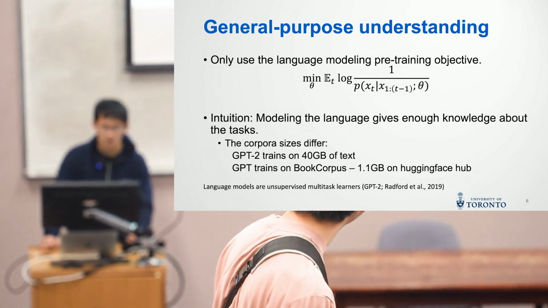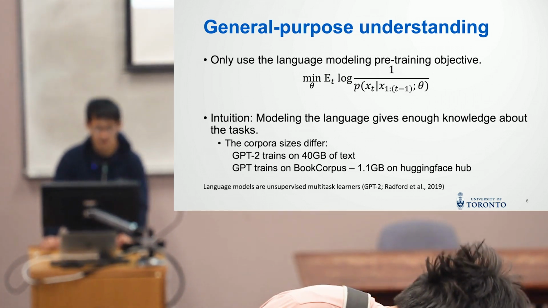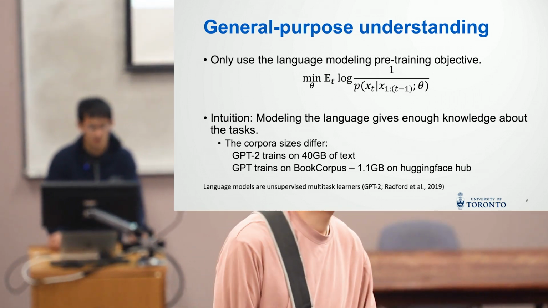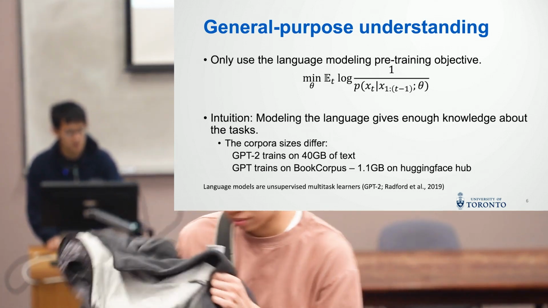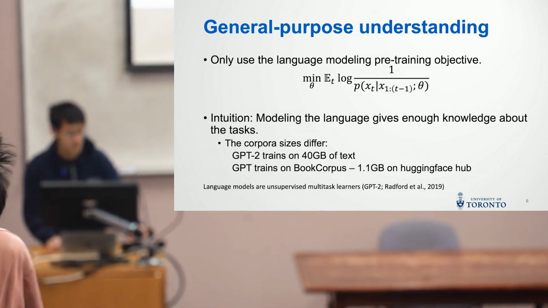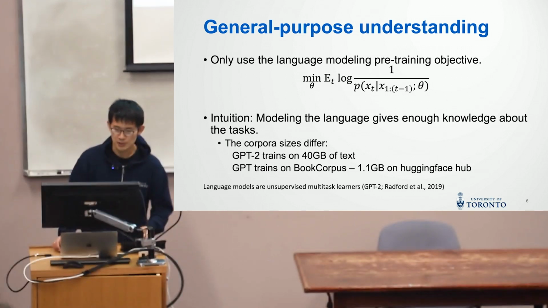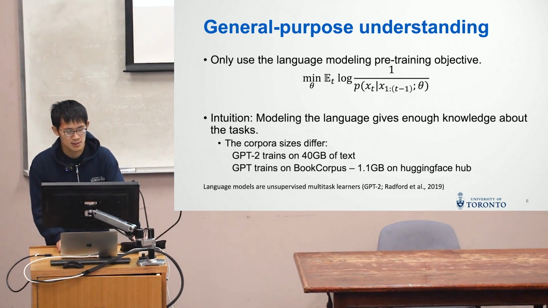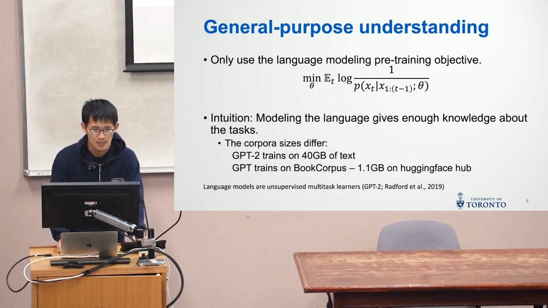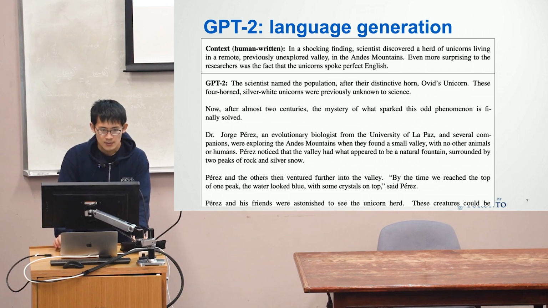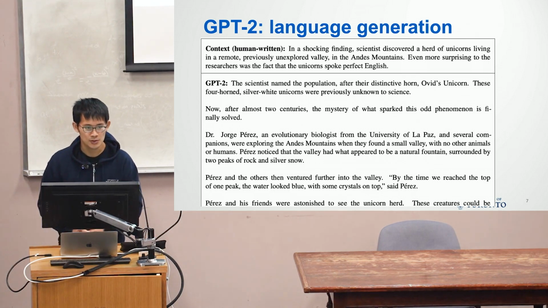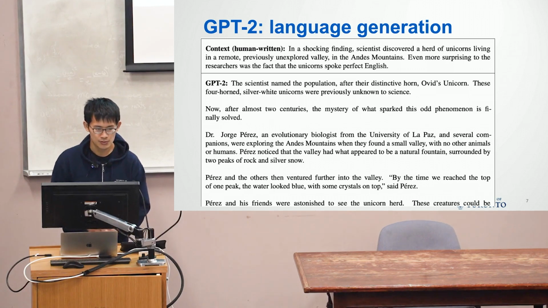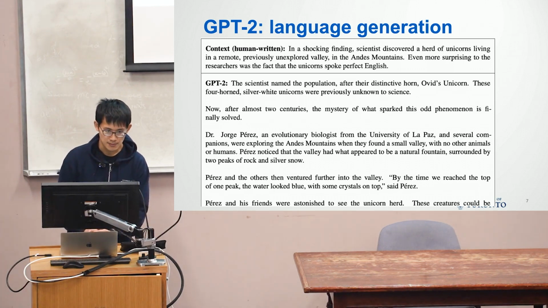And also, the corpora sizes differ. The dataset size that was used by GPT-2 was around 40 times as large as the size of the dataset used for training GPT. GPT-2's dataset size was around 40 gigabytes, but GPT was around 1.1 gigabytes. Regardless, GPT-2 was already able to produce high-quality generations for languages. You can provide it with a context and expect GPT-2 to continue writing the story.